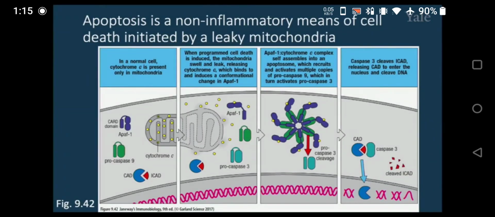Together, APAF1 and cytochrome C will assemble into a complex called the apoptosome, which recruits and activates multiple copies of another enzyme called procaspase 9. When procaspase 9 becomes assembled, it then cleaves and activates procaspase 3 into caspase 3. Once caspase 3 has been activated, it cleaves ICAD, releasing CAD to enter the nucleus and cleave DNA. This then drives the death of that targeted cell.